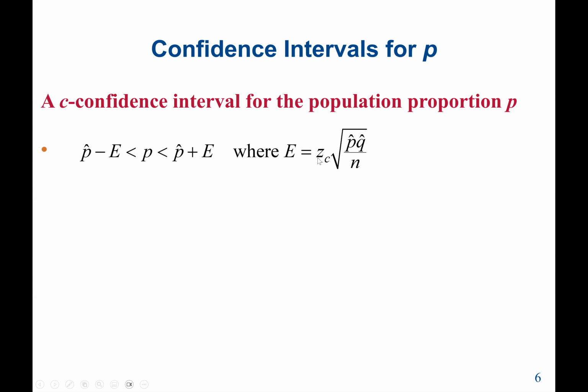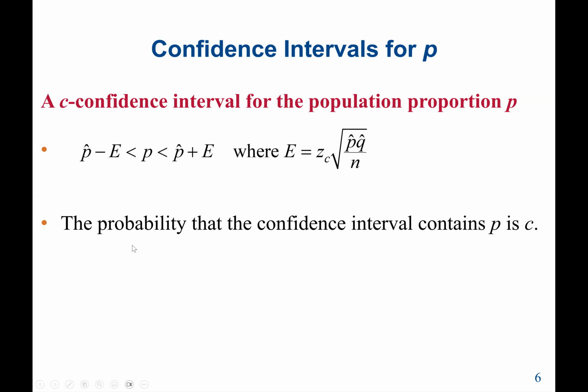Now to find the E, it will be Z sub C times the square root of P hat times Q hat divided by N. Now here we are using the Z-score or the Z value. So again, this formula will give us a confidence interval. We have the E value. We subtract the E value from the P hat, that will give us the lowest value, and we add the E value to the P hat for the highest value. So here we say the probability that the confidence interval contains P is C.